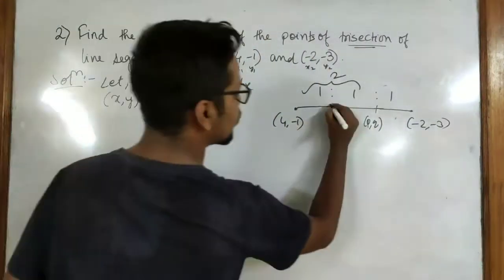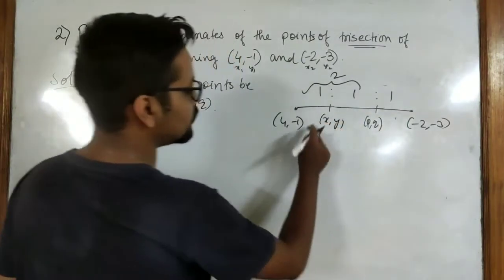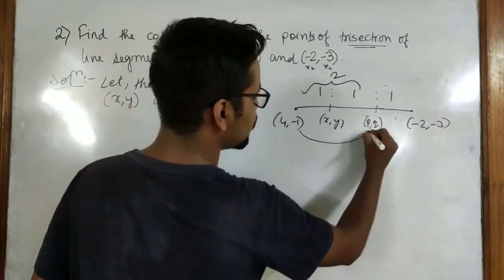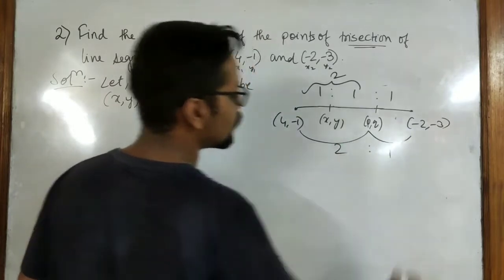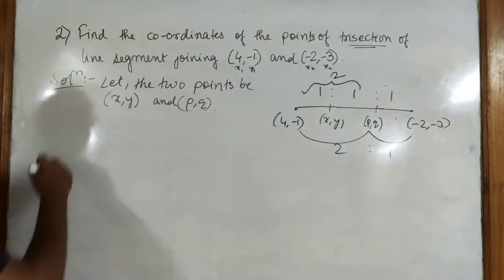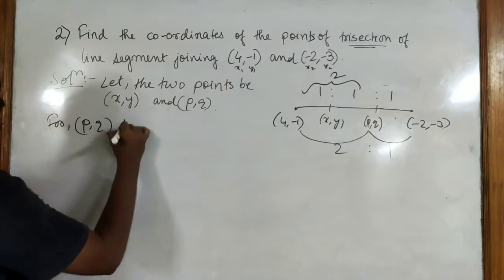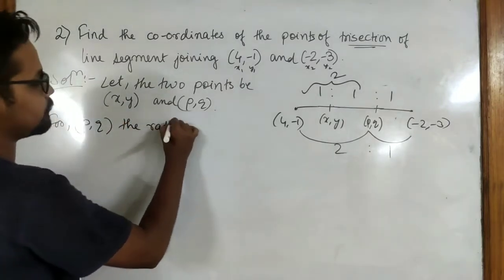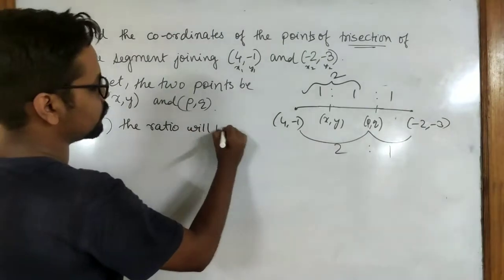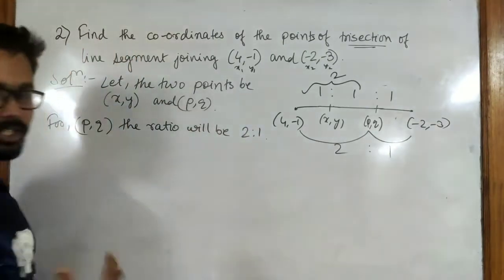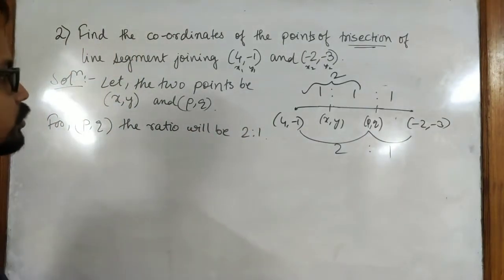Okay, so let's keep x comma y back in place. This is 2 parts and this is 1 part. 2 is to 1 is the ratio. So for p comma q, the ratio will be 2 is to 1, exactly the opposite. Earlier one was 1 is to 2, now it is 2 is to 1.